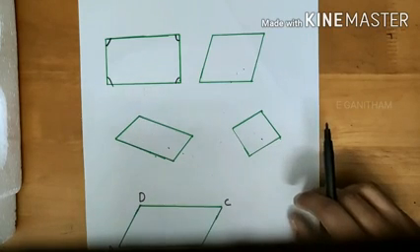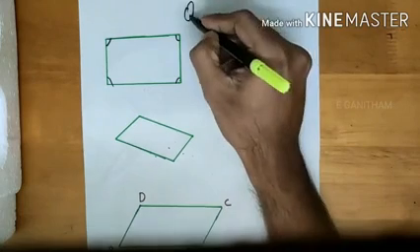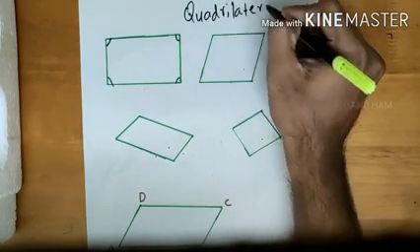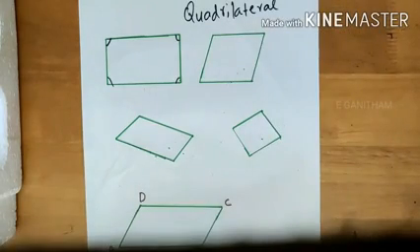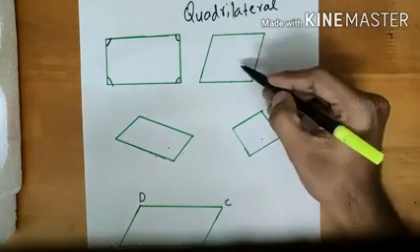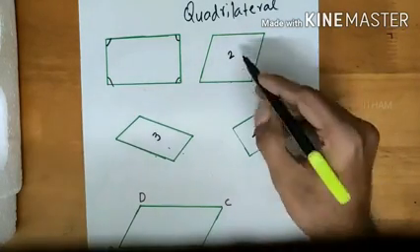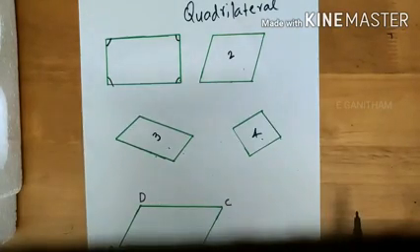And we call such polygons quadrilaterals. Right? Quadrilateral. We call such figures quadrilateral. So the second figure, third figure and fourth figure, that is 2, 3 and 4 are quadrilaterals.